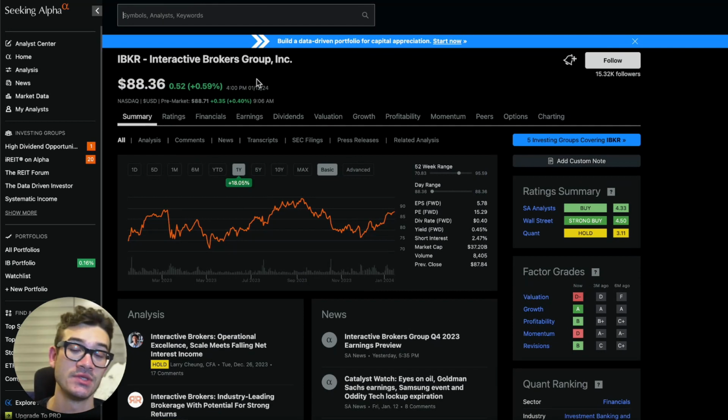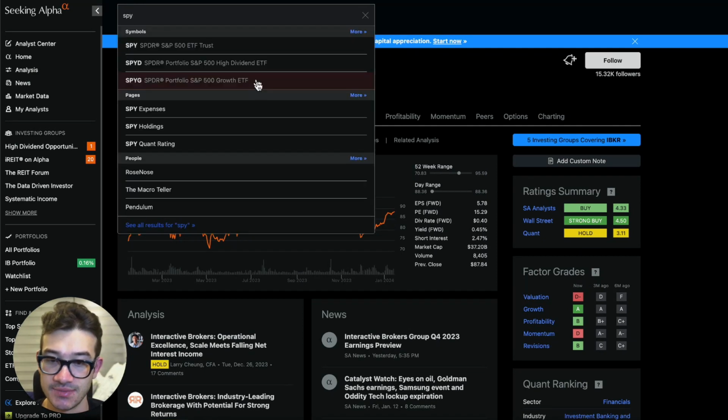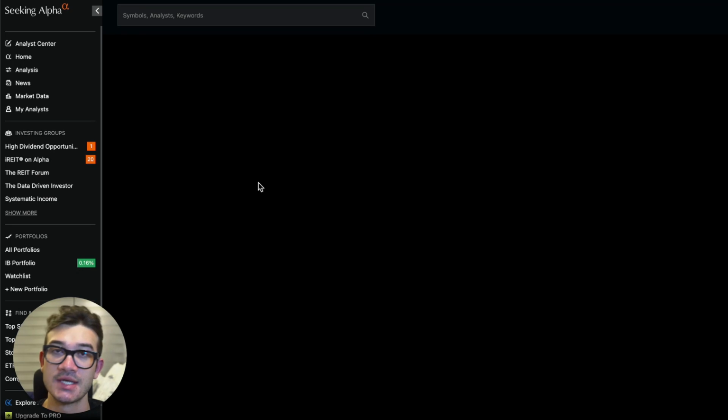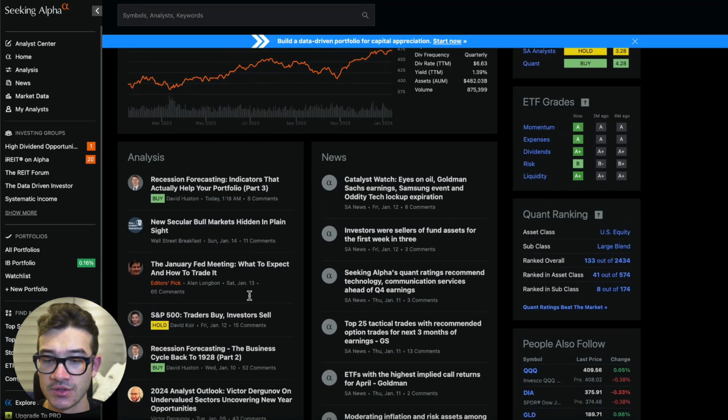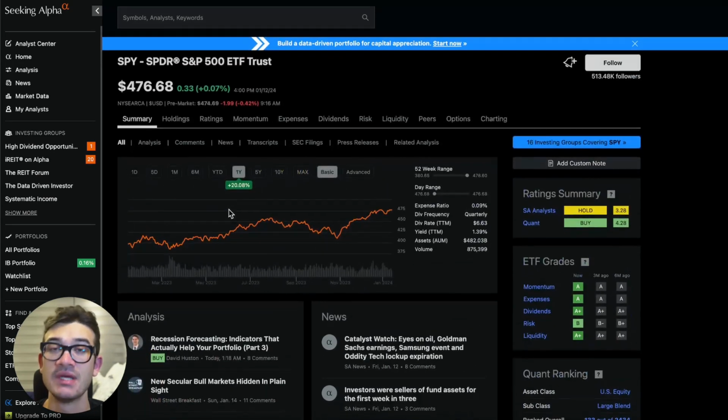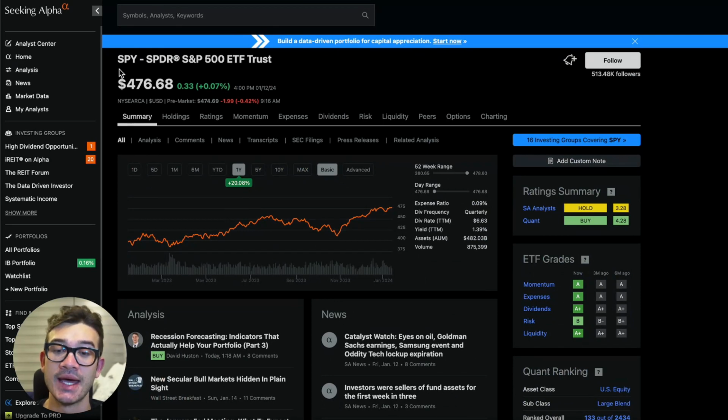There are also closed-end funds. For example, if there's a closed-end fund or an ETF that tracks a market index, like SPY, the ETF trust that tracks the S&P 500 index, then you can also read different analyses of what people are saying about SPY and its potential trajectory going forward.